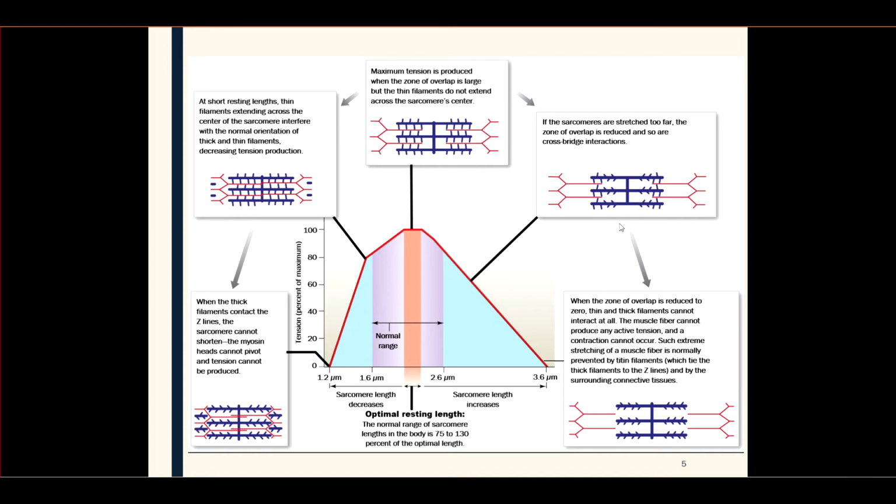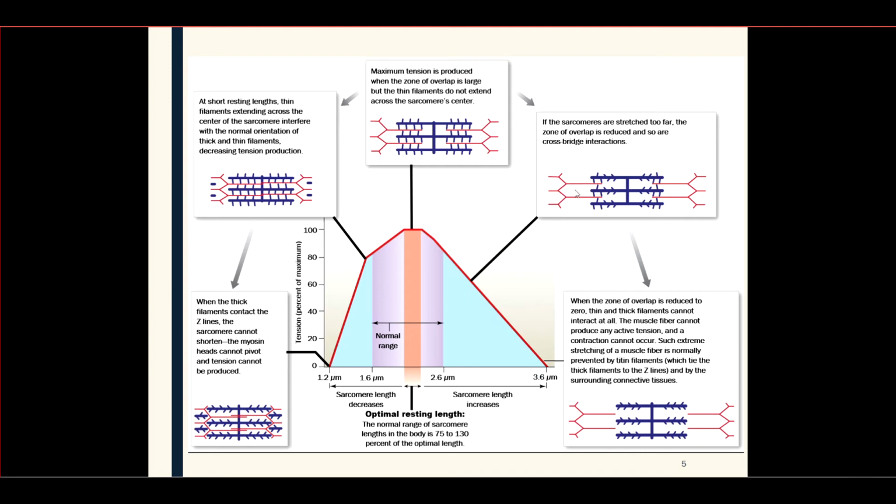How can you also tell that? Look at the zone of overlap, right? Only a little bit of actin is overlapping the myosin. Look at the sarcomere at optimal length, right? We have much more overlap. So that means when we stimulate this sarcomere, we have more myosin grabbing the actin and we're going to get more tension. Here, if we stimulate this muscle fiber, this sarcomere only has a little bit of overlap, so it's not going to be able to generate much tension.